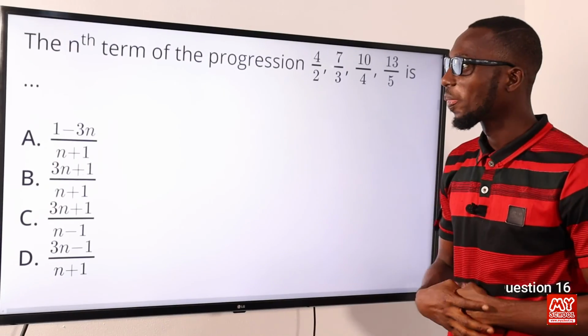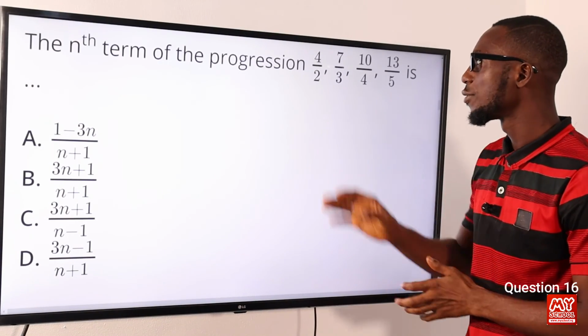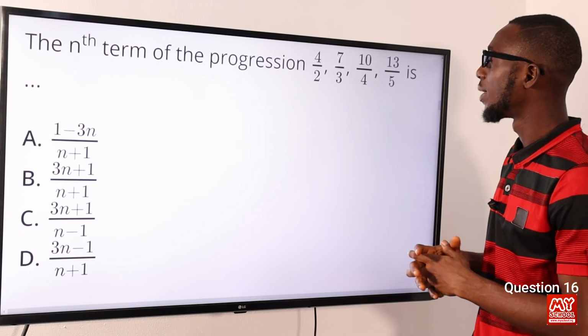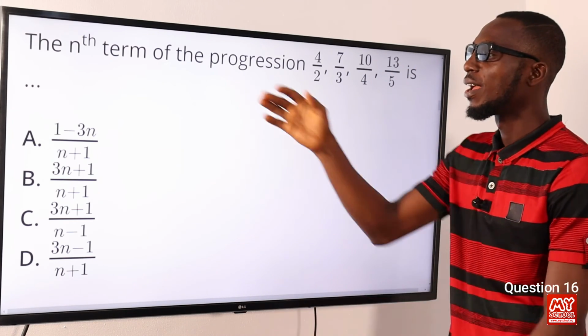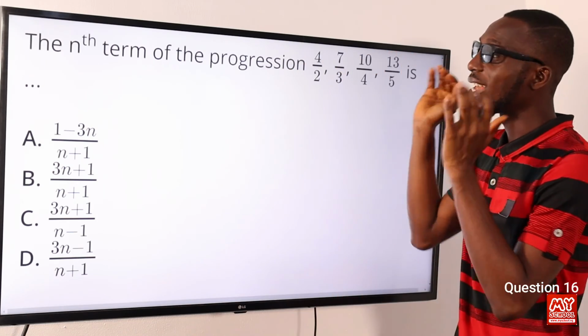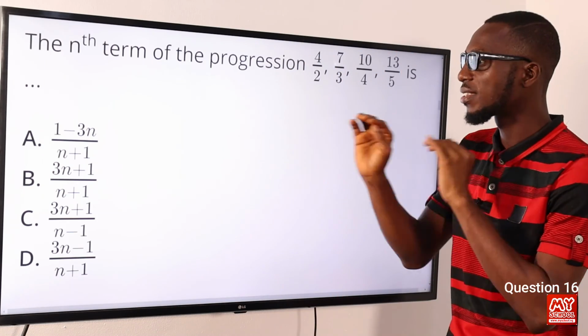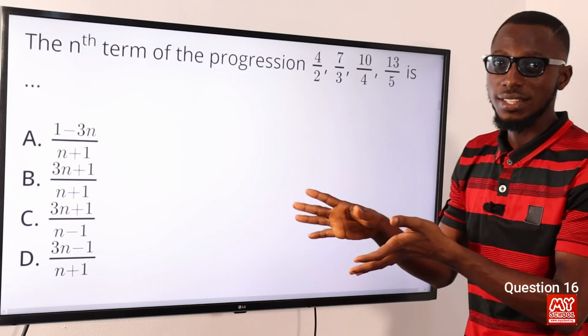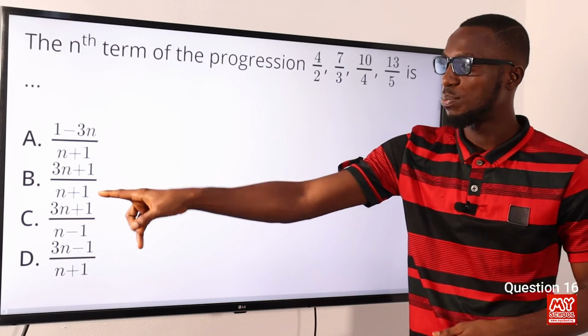Number 16. The nth term of the progression 4 over 2, 7 over 3, 10 over 4, 13 over 5. We're asked to find which of these is the nth term for the progression. You can just pick any one of these randomly. I've already solved this, and I discovered that the correct option is B. So let's try this out.